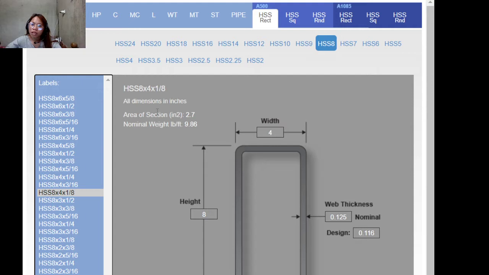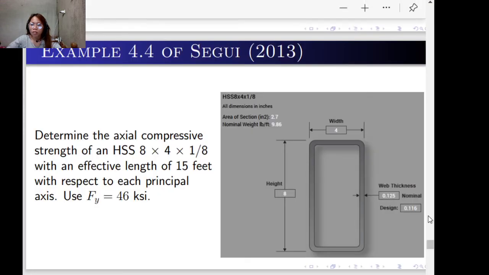Then you will see the area of the section is 2.7 inch square. The nominal weight is 9.86. The width is 4. Height is 8. The nominal web thickness is 0.125. For the design thickness, it is 0.116, or 0.93 times the nominal thickness. So what is used in the computation is the design thickness, which for the HSS 8 by 4 by 1/8 is 0.116 inch.